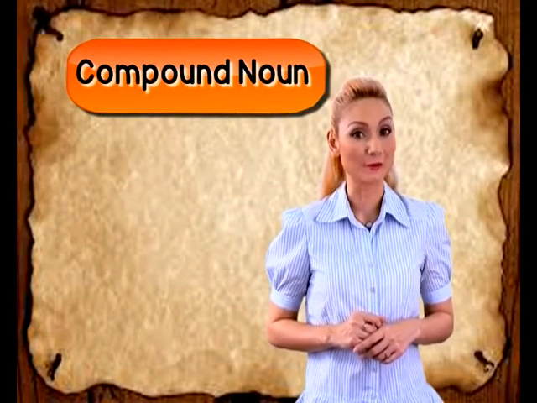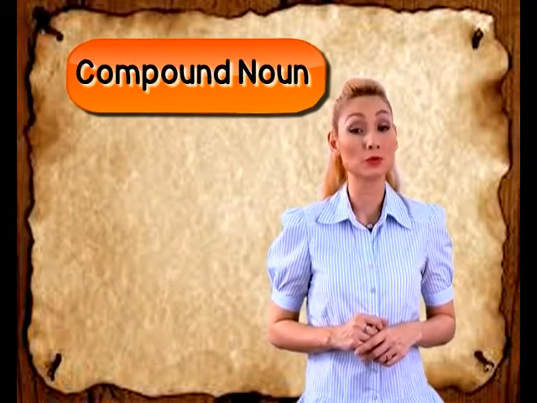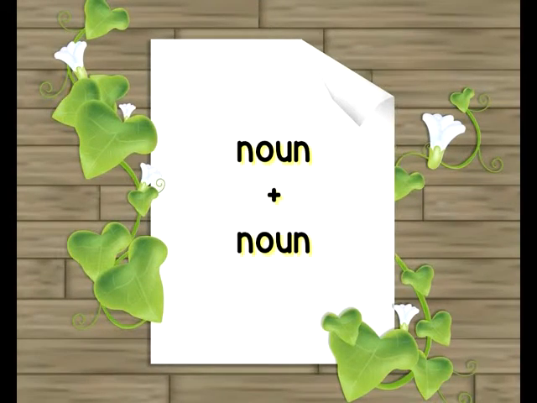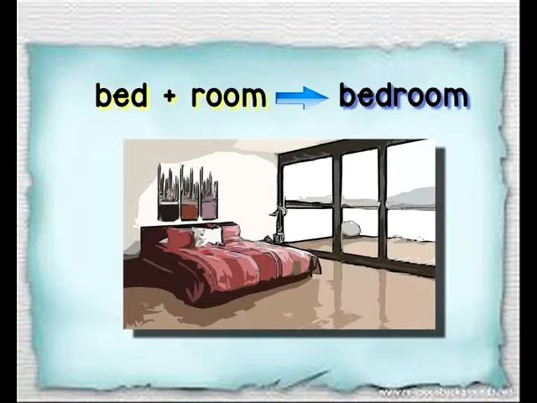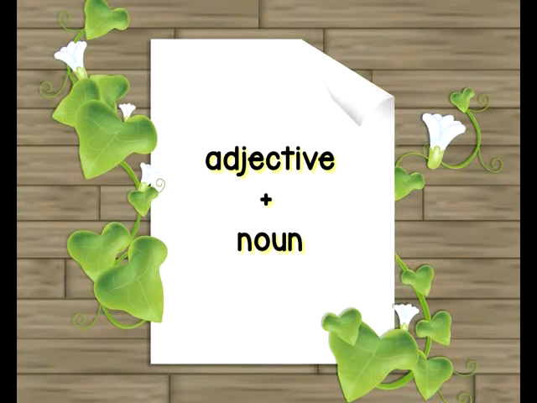A compound noun is a noun that is made up of two or more words. Compound nouns can be written as a single word, as two separate words, or with a hyphen. Compound nouns can be made up of these combinations: a noun plus another noun. Bed plus room, bedroom. An adjective plus a noun.